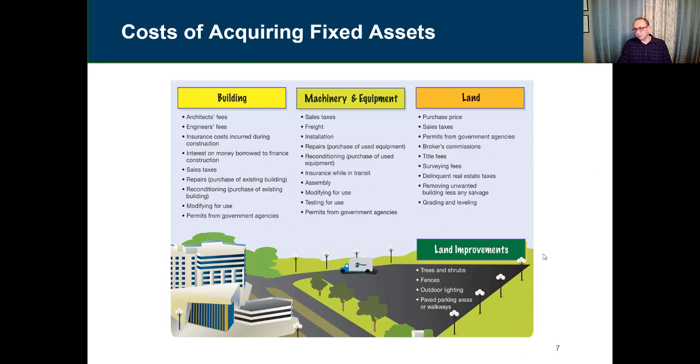Then finally we have land improvements. And here we have things like trees and shrubs, fences, outdoor lighting, and paved parking areas or walkways. So all of these are good examples of land improvements. One thing I want to just give you a hint about is that all these assets are subject to something called depreciation, except for land. And what is depreciation? It's that these assets, or long-term assets, lose value over time due to wear and tear and due to usage.